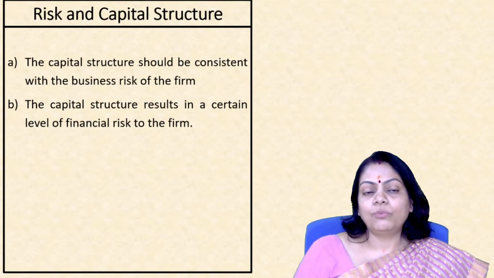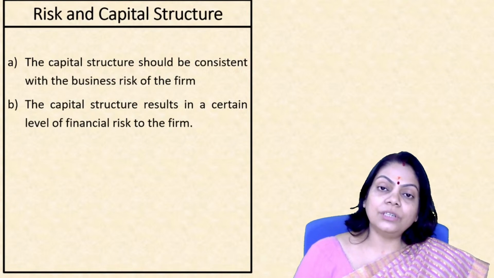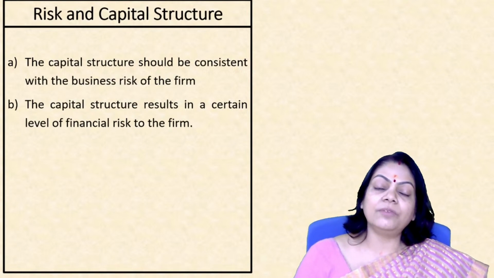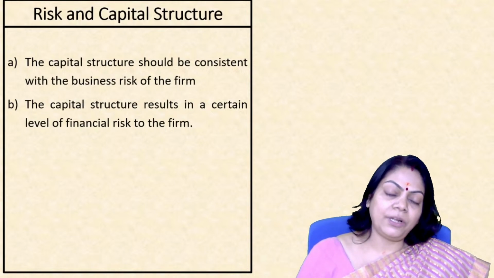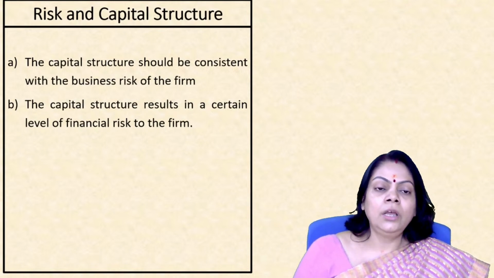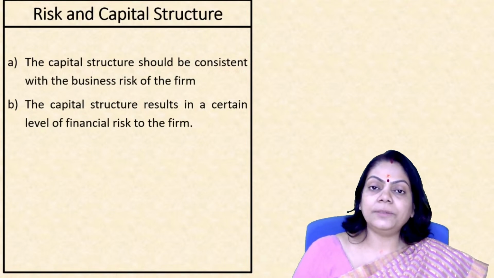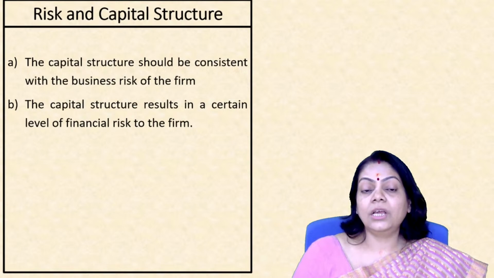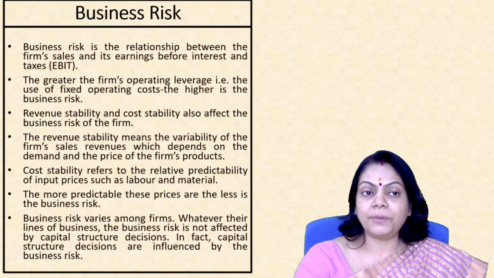Now, what is the risk involved in the capital structure? We're just discussing the risk principle. So what is the risk involved in the determination of the capital structure? When we talk about the capital structure, there are two kinds of risk faced by the firm: the business risk as well as the finance risk. Now, we'll pick up and discuss each one of them separately.